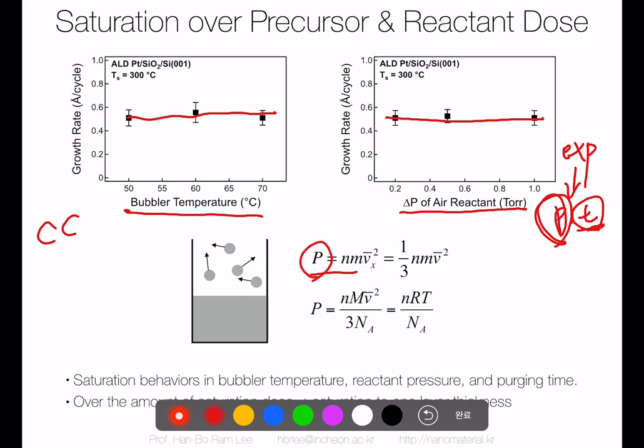The pressure is definitely related to the number of molecules, and that is related to the temperature. So we can change a lot of factors to control the ALD growth characteristics. This is why it is very important: if you have this data, you don't need to heat up the canister to like 70 degrees. You can use this lower temperature, because otherwise you waste a lot of precursor molecules, and typically the precursor is very expensive.